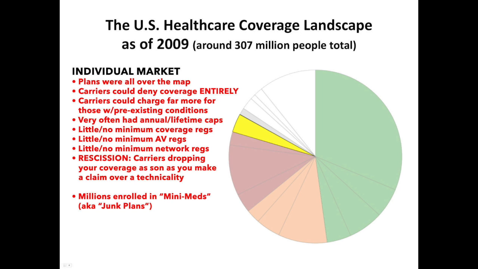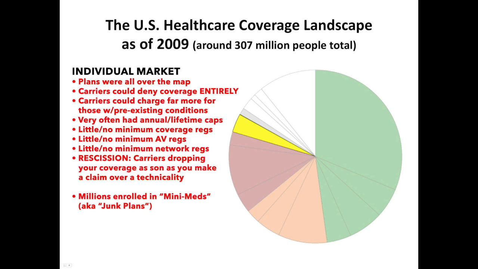They could cherry pick who they would or wouldn't cover by making you fill out a long list of medical history forms, and if they didn't like what they found, they could either deny you outright, or they would let you sign up but charge you a whole bunch more for the same policy than other people. Individual policies often had annual or lifetime caps on benefits, little or no minimum requirements for what had to be covered, what percentage of those services had to be covered, or how wide the provider network had to be.